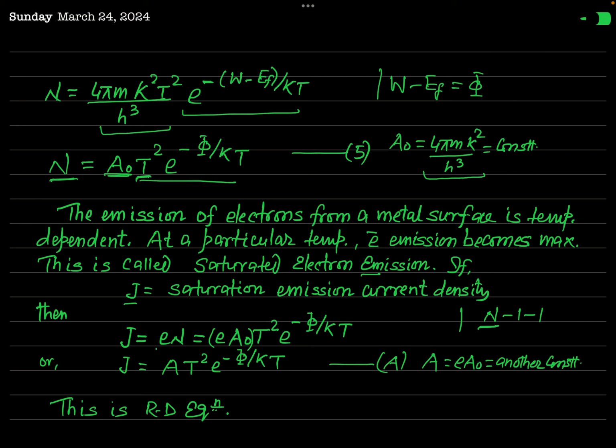So this J is equal to e times n, and n you have already obtained here. So this will be e times A naught times T square e to the power minus phi over kT. But you have seen that A naught is a universal constant, and e is the electronic charge, which is also a universal constant. So the product of e and A naught will be another universal constant. So finally we get J equal to A T square times e to the power minus phi by kT.